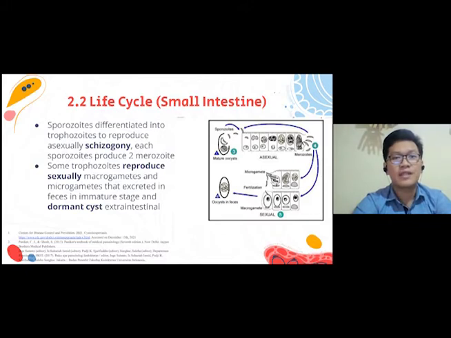Meanwhile, the trophozoites undergo two different pathways. The first one is the sexual cycle or gametogony that produces microgametocytes and macrogametocytes and then secretes immature oocysts in the process and develops to the mature stage in the cell. And the second one is the dormant cysts or hypnozoites in extraintestinal tissues. The cycle will keep continuously repeating as long as humans keep ingesting oocyst-contaminated food and water. That's all from me. Thank you.